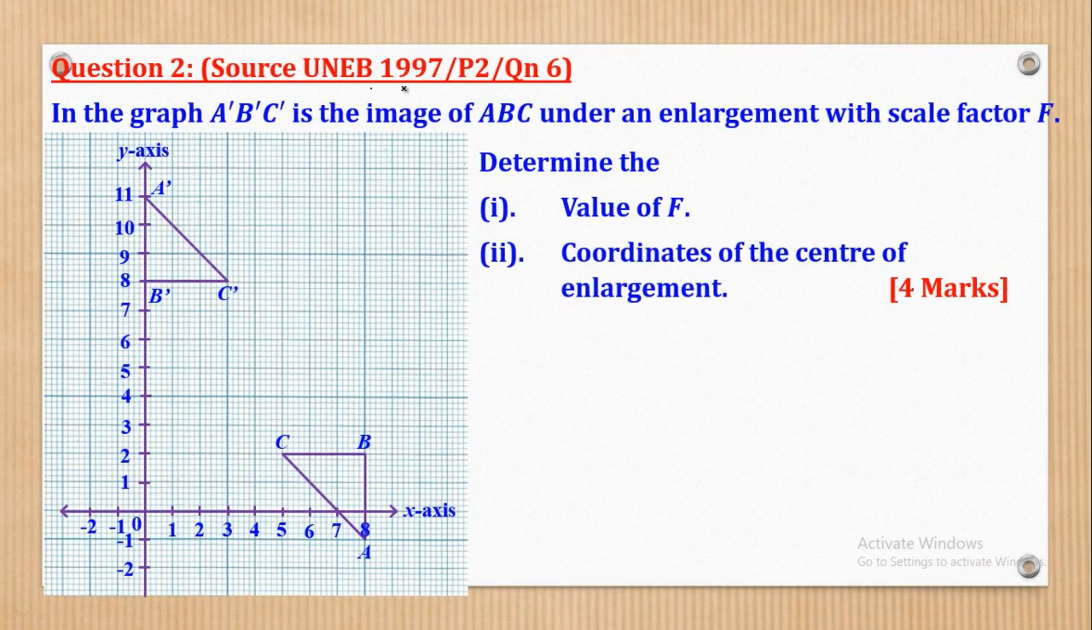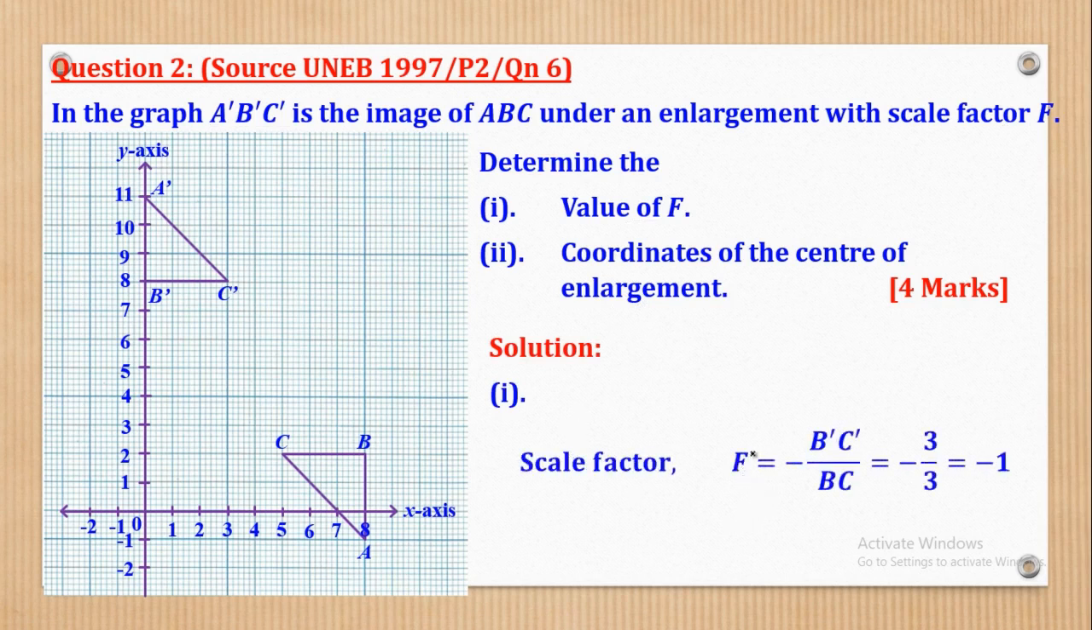Question 2 came from UNEB 1997 paper 2 question 6, and says in the graph A prime B prime C prime is the image of ABC under an enlargement of scale factor F. Determine the value of F, which is the scale factor, and Roman 2, the coordinates of the center of enlargement. So the scale factor will be that. Why? Because when we join, for example, if I join this to this and this to this, the center will be in between. That is why there is a negative here.